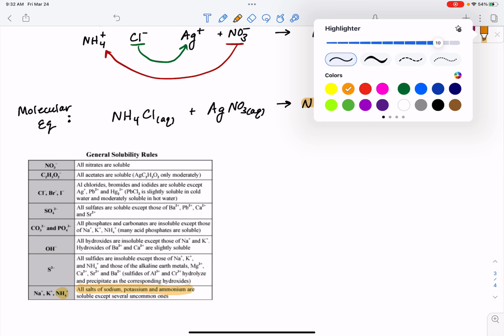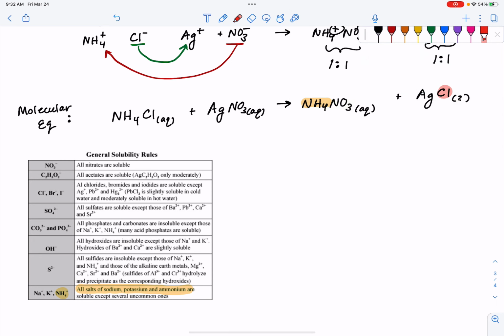And then I have also now my chloride compound. So let's look at our rule for chlorides. All chlorides are soluble except those with silver, which we have here. So silver chloride is not soluble, meaning it will precipitate out of solution as a solid, or it cannot dissolve into its respective ions. So there's no ionic dissociation for our silver chloride solid because it is not soluble.